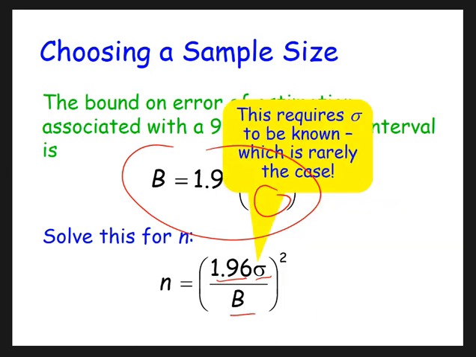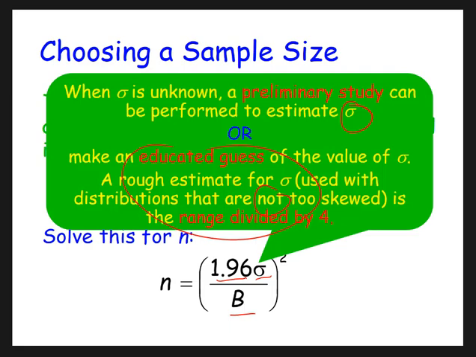So we can use this to find the necessary sample size to be within a certain bound on our error. Again, it requires us to know the population standard deviation, which is very seldom the case, but we might have other estimates of it that we can use. Otherwise, we can do a preliminary study and use the sample standard deviation, or we can make some other educated guess. One is if we have an idea of the range of the data, as long as it's relatively symmetrical and not too skewed, we can just take the range divided by 4.